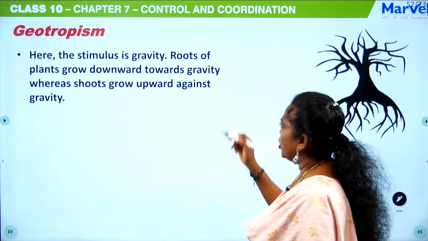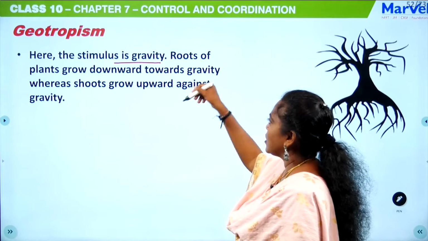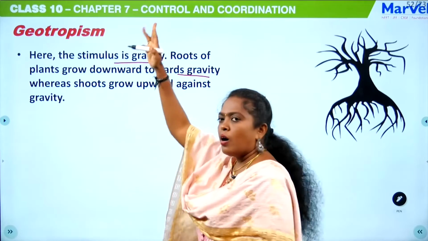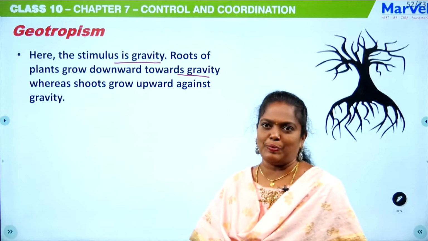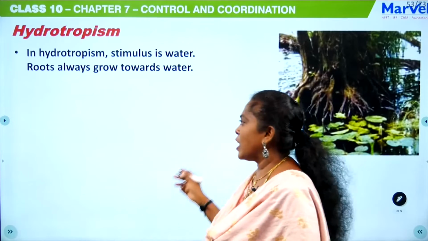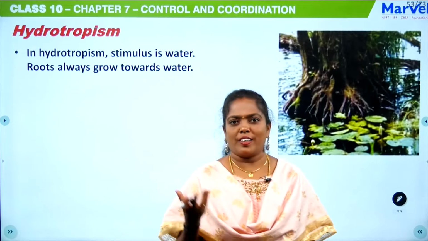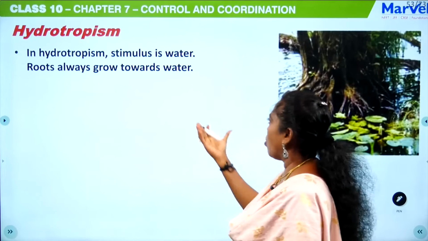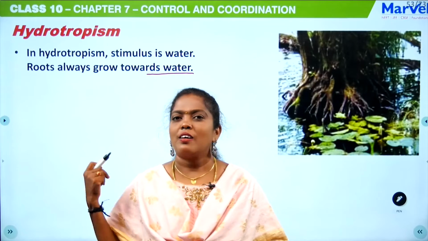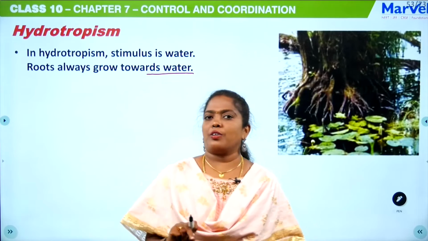Then geotropism. Here the stimulus is gravity. The roots of the plants grow downward towards gravity, whereas the shoots grow upward against gravity. That is geotropism. Then the next one is hydrotropism. What is hydro? Water, isn't it? Here the stimulus is water. The root always grows towards the water, in search of water. That is hydrotropism. Phototropism is light, geotropism is gravity, hydrotropism is water.